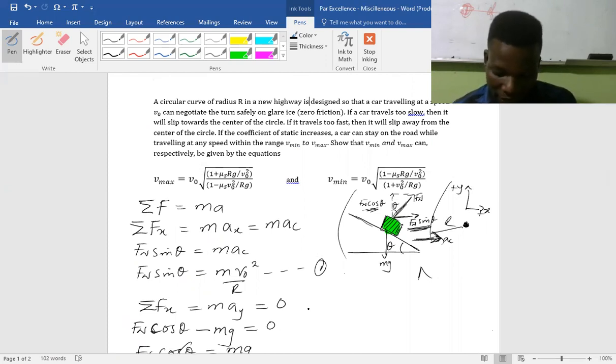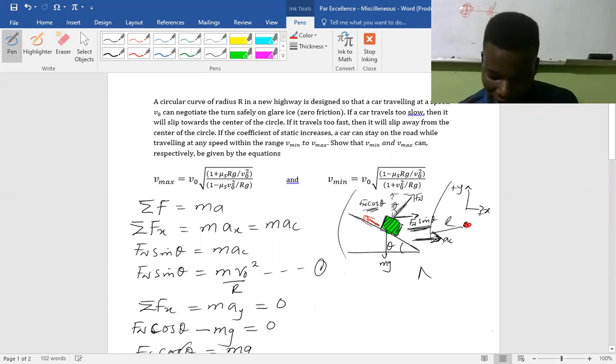They're telling us that if the car travels too fast, then it will slip away from the center of the circle. So if this car is traveling at a faster speed, which we take as the maximum speed, it's going to slip away. Let me use another color. It will be slipping away from the center, because the center is in that direction. So it will slip away in that direction.